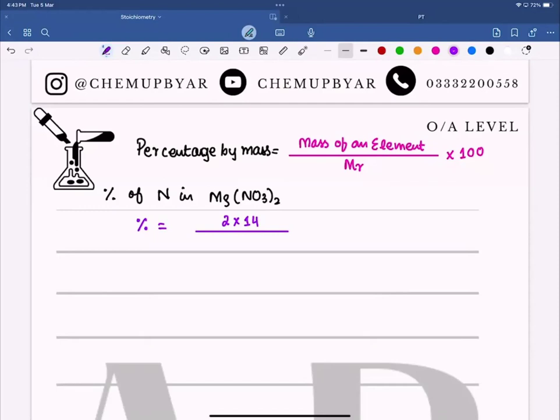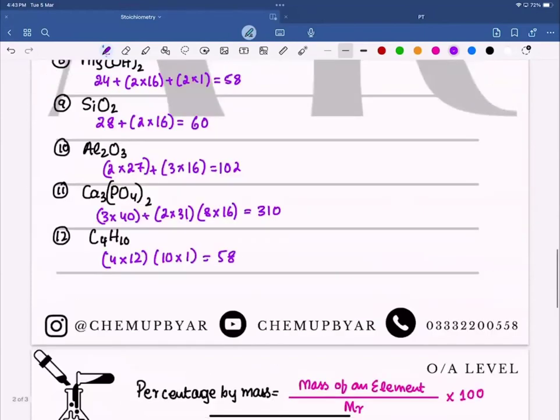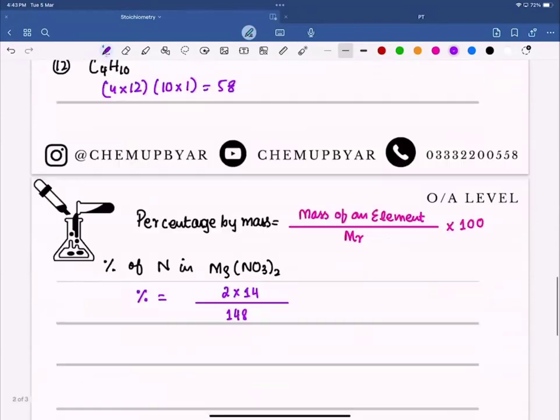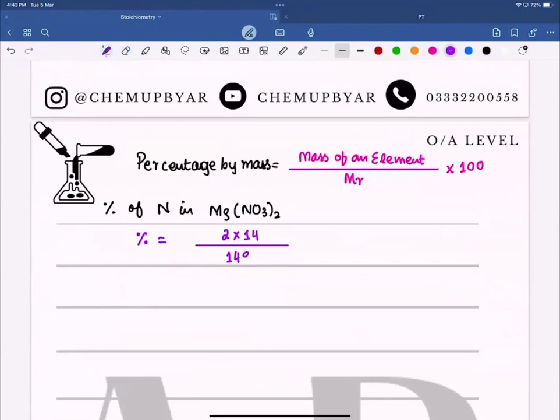Then the MR we have calculated just over here, it's 148, right? So that comes in the denominator and then times it 100, we will solve it, we will get the percentage. Is this clear to all of you?